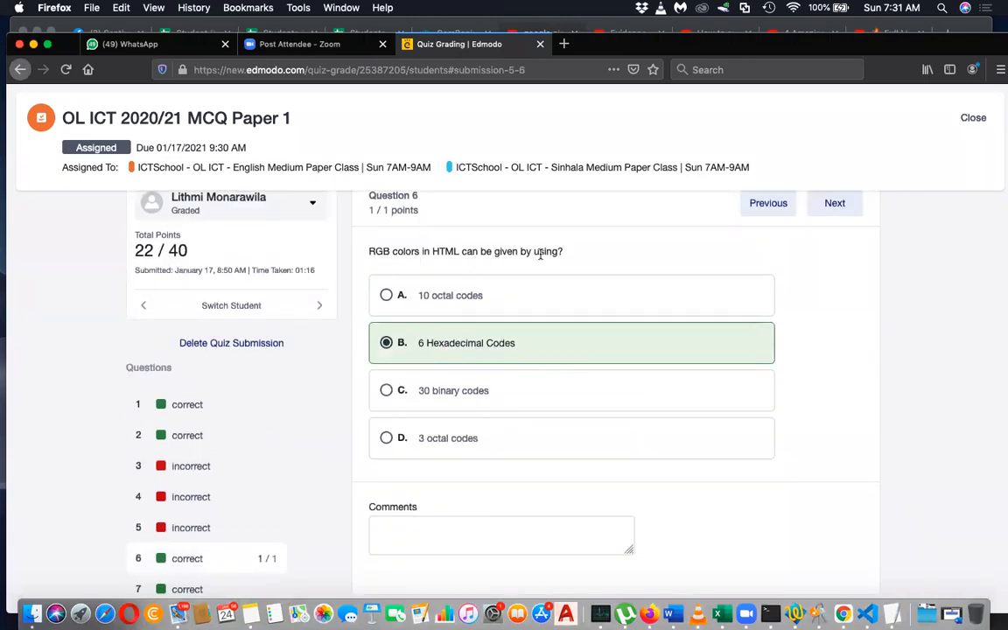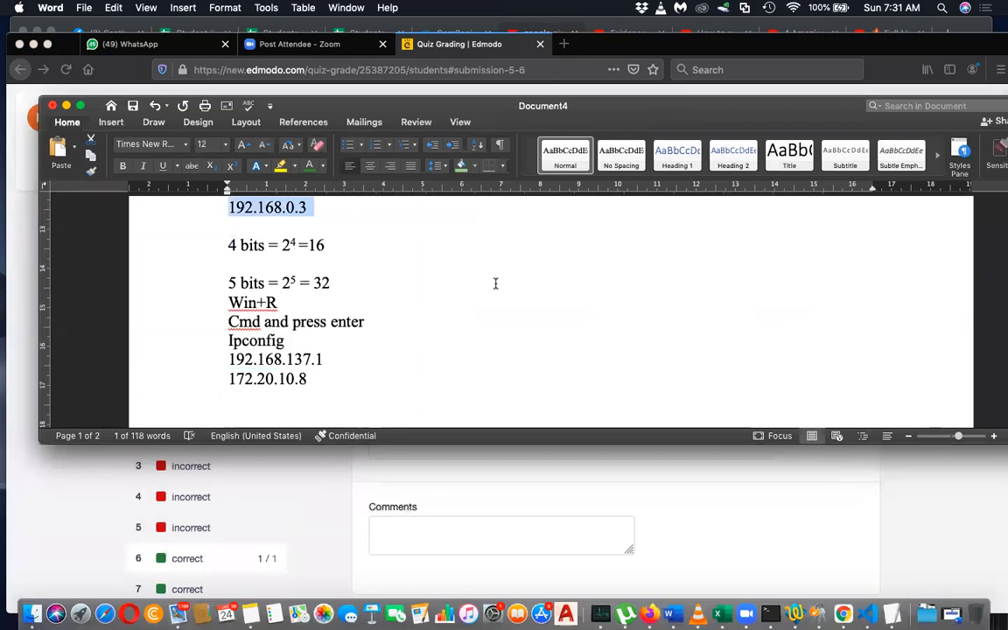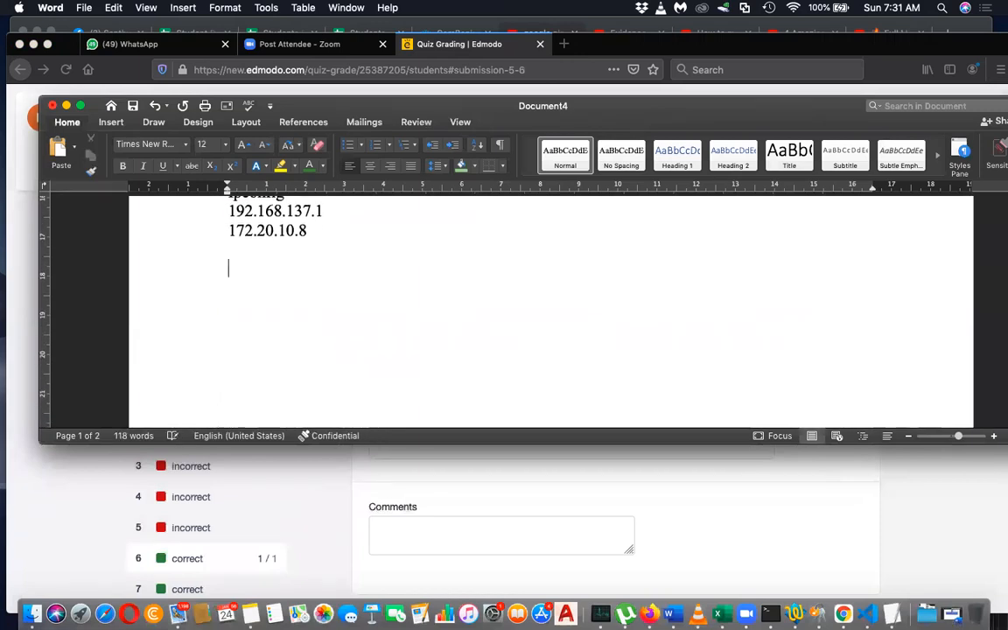RGB colors in HTML can be given using 6 hexadecimal codes. That is true. So what is RGB color? Can you remember the colors used in computer? What is R? Yes. What is G? What is B? R means? Come on. Please tell the answer if you know. Red. G for green. B for blue. Okay, these are the primary colors of computer monitor.